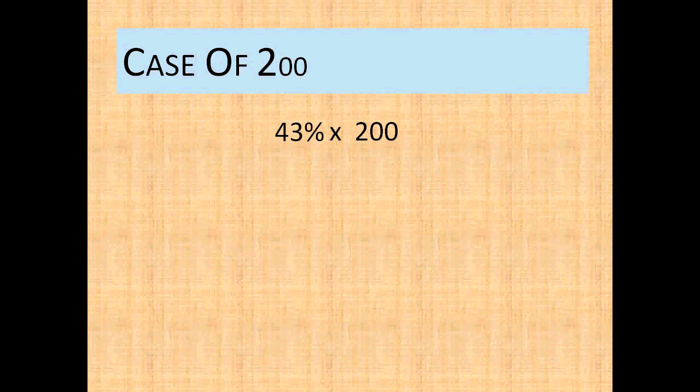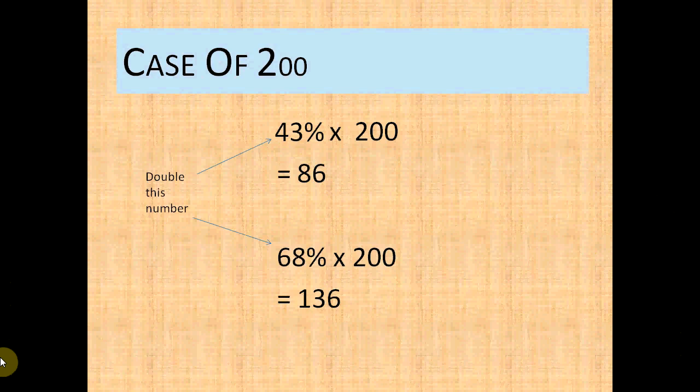Now what I need to do, the plain simple method over here, is simply to double this number. That is your answer, 86. That is, 43% of 200 will be nothing but double of this percentage number, 43, which will be 86. As simple as that. Taking another example, if I had to calculate 68% of 200, I have to just double this number 68 and I'll get my answer as 136. Simple as that. Double of 60 is 120, double of 8 is 16. Add 16 and 120, I'll get 136 as my answer.